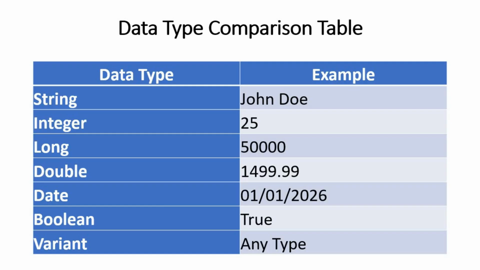Let's look at this data comparison table. String stores names, for example John Doe, whilst Integer stores whole numbers, for example 25. Long, on the other hand, can store larger whole numbers, so we have 50,000. Double stores decimal numbers, and we can have 1499.99. Date stores only date values. Boolean gives true or false values, whilst Variant can handle any data type.